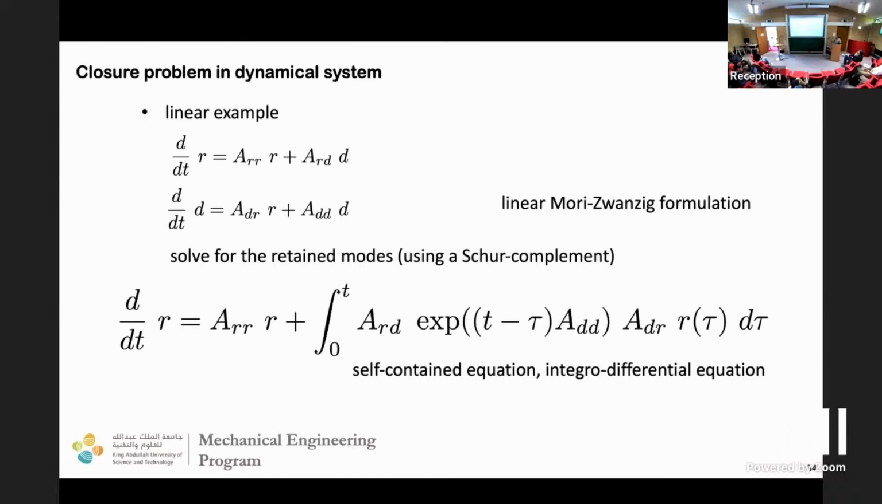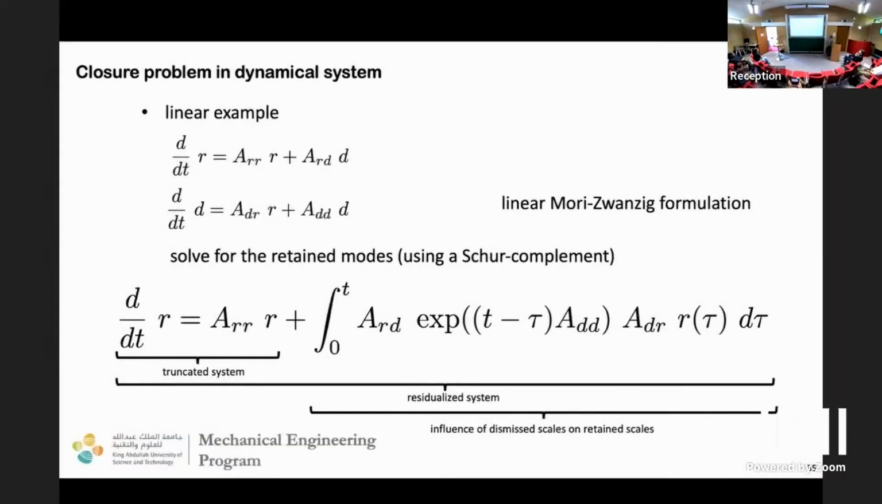But what it turned into is now not a differential equation anymore. It's an integral differential equation. It goes from 0 to t, and it has R that goes back in time. 0 to t. So it seems like what we bargained for is a memory integral. So it's important to keep the memory of our retained scales to make sure it's properly closed.